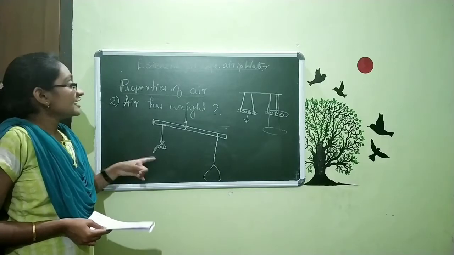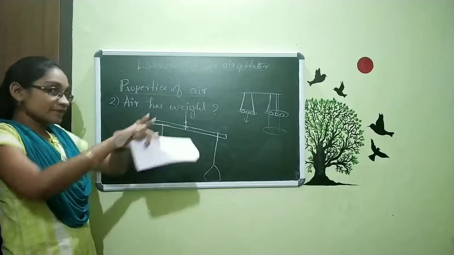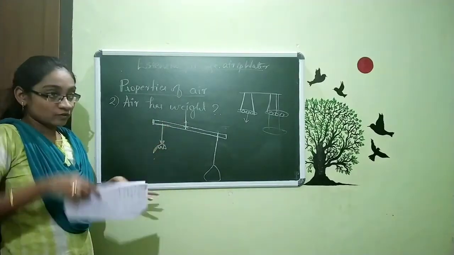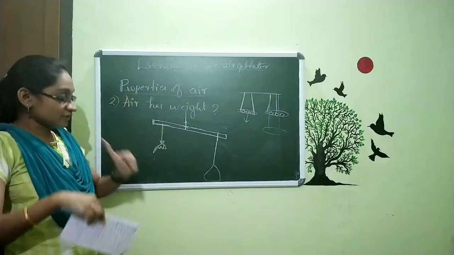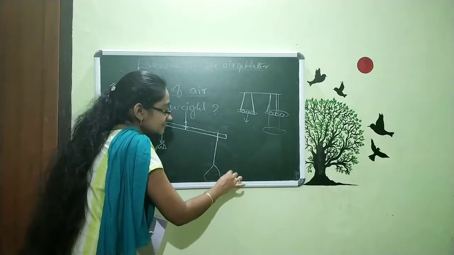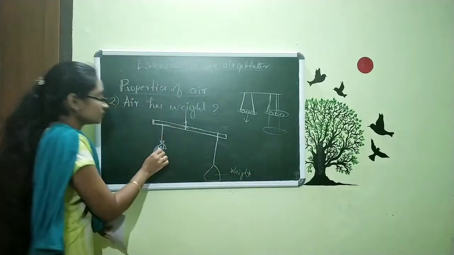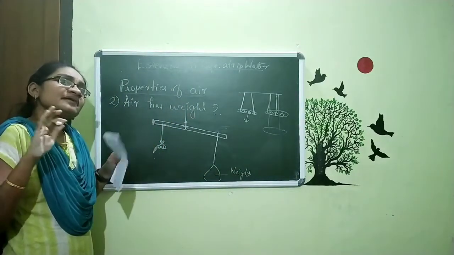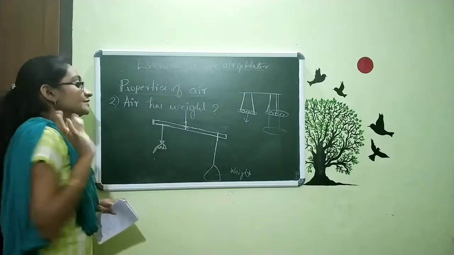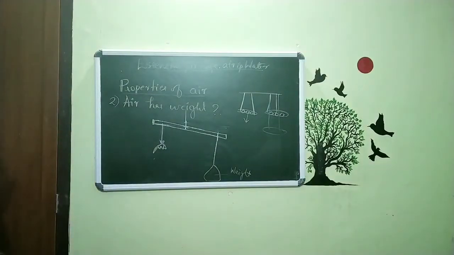The thing is this: if there is no weight for the air, nothing will happen. They will still remain the same. But here you can see the instability, the stick is tilted because of the weight of the air. Now we can say within this balloon air is there, and that air has weight. But here no air is there, so no air means no weight. So that's why this is getting tilted. That is the activity mentioned in your textbook.